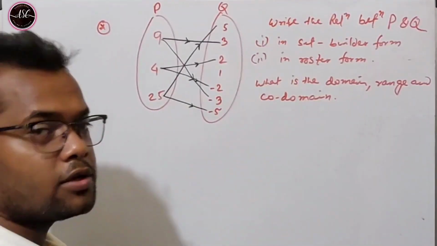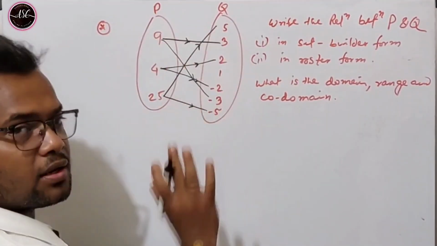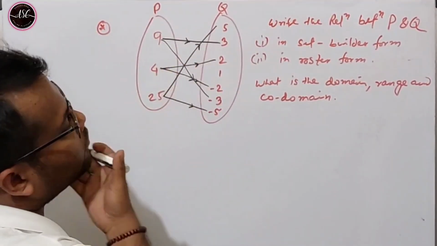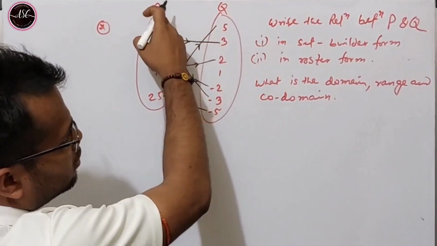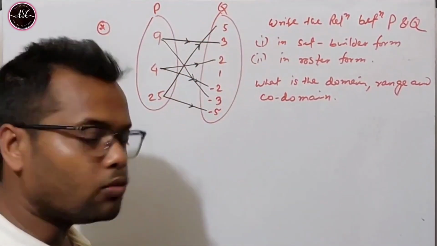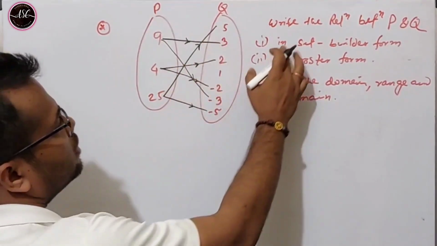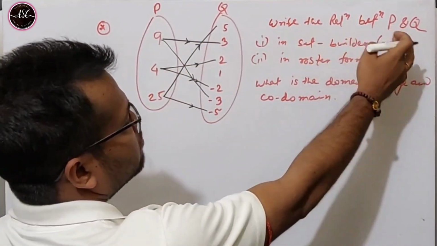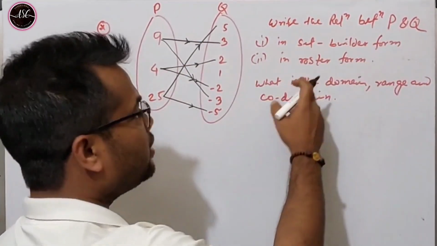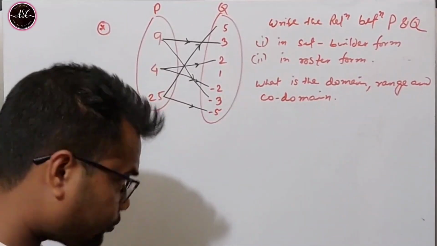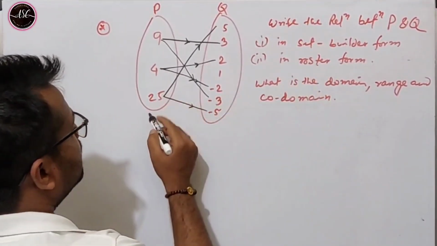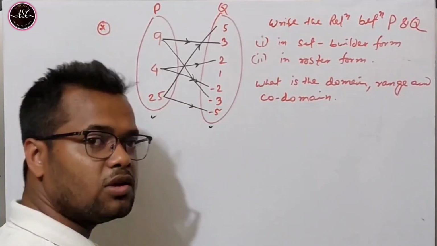Now look at this question. Here two sets have been given. There is a function between the elements of P and the elements of Q. Here the question is: write the relation between P and Q in set builder form and roster form, and what is the domain, range and codomain. So here this is the P set and this is the Q set.